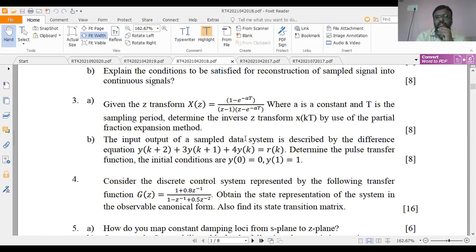Determine the pulse transfer function with the initial conditions, that is y(0) = 0 and y(1) = 1. So here he has asked us to determine the pulse transfer function with initial conditions. While discussing the second unit, I am always telling that if he has asked us to calculate the pulse transfer function, it is nothing but the Z transfer function, obtaining the expression for Y(z) divided by R(z) with the consideration of the initial conditions. Okay.